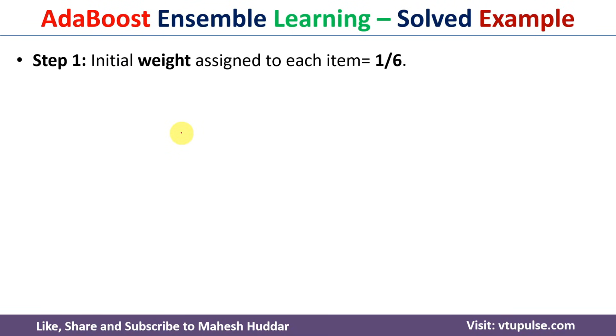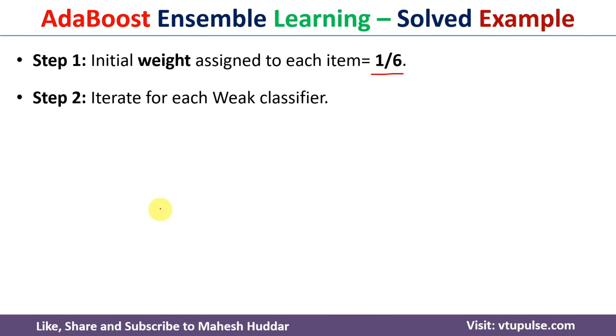In the first step of the AdaBoost learning algorithm, we need to initialize the weight for each of the training instances. We have six training instances, hence the weight for each training instance is equal to 1 divided by 6. The second step of the algorithm says we need to iterate for each weak classifier. The weak classifier is nothing but the decision stump. We have been told to consider four decision stumps, so the second step will be repeated four times.